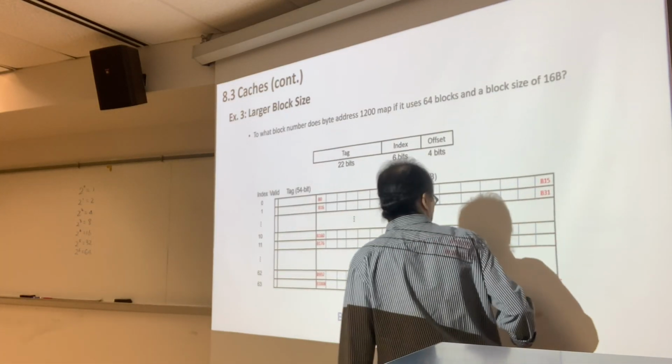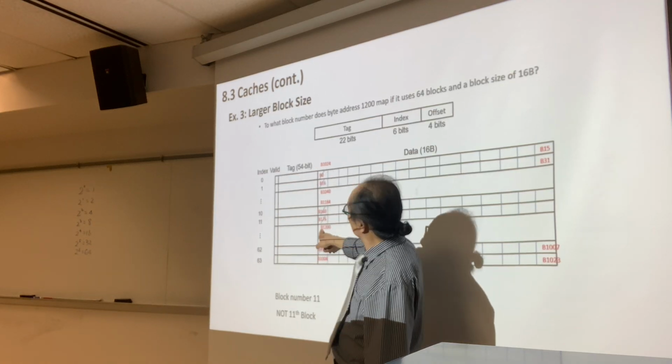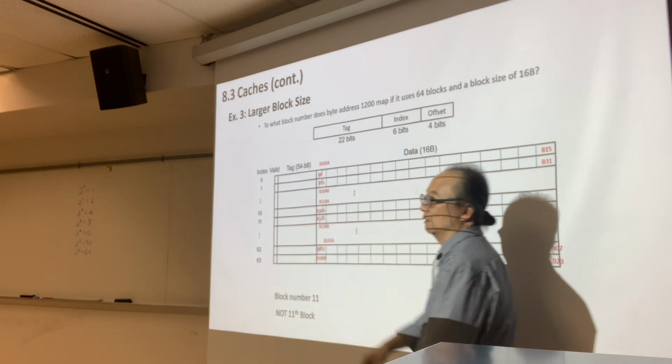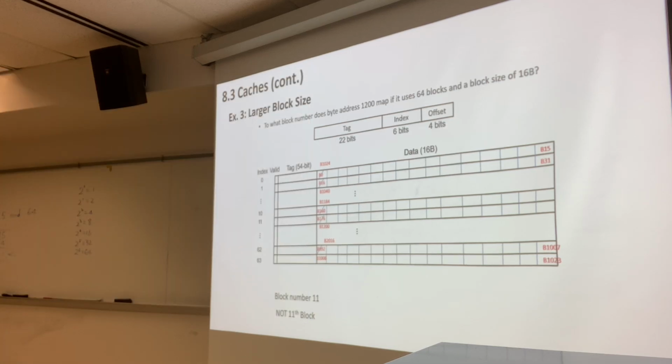Then byte address 1024 is going to be here, and so on. So byte address 1200 is in this location, which is block number 11. Questions? 75 mod 64: when we have something like this, you divide 75 by 64 and get 1, and the remainder is 11. When you calculate the mod, it's telling us the remainder when you divide this number by this number.